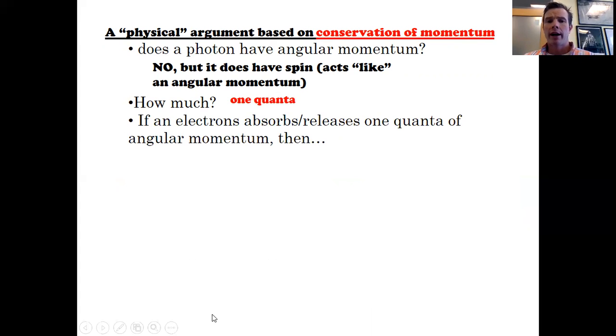And if an electron absorbs a photon with 1 quanta of angular momentum, then its angular momentum has to change by 1 quanta. Angular momentum is conserved. What quantity describes the angular momentum of an electron? Well, it's L. And therefore, delta L must be plus or minus 1. You have to change by 1 quanta. That's where this selection rule comes from.